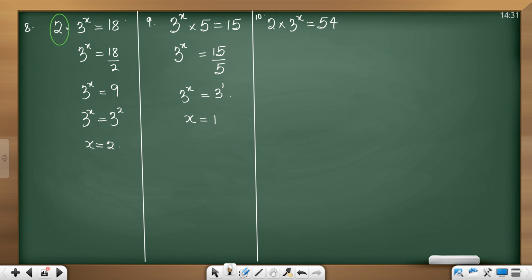Number 10. I just want to write number 11 quickly.